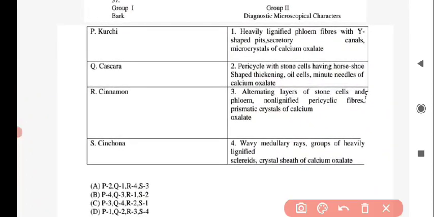Then coming to next question. In this question, the group 1 contains the bark and the group 2 contains the diagnostic microscopical characters. For the first bark, that is kurchi, the correct answer is option number 3, that is alternating layers of stone cells and phloem, non-lignified pericyclic fibers, prismatic crystals of calcium oxalate. For cascara, the correct answer is option number 4, that is wavy medullary rays, groups of heavily lignified sclerites, and crystal sheath of calcium oxalate.